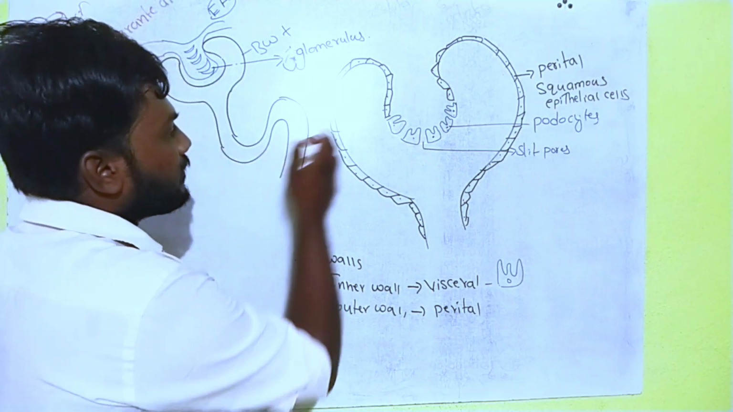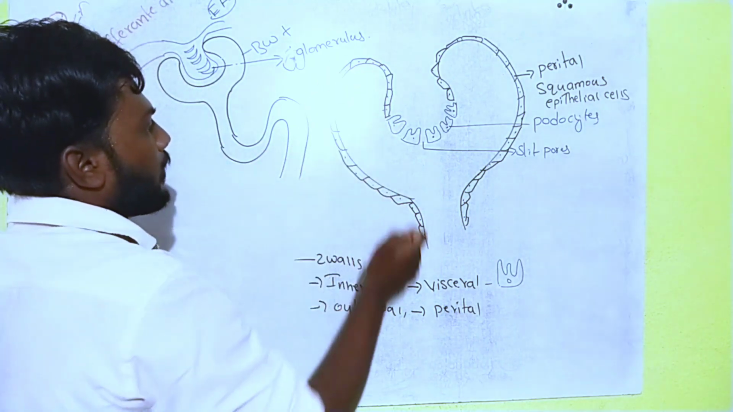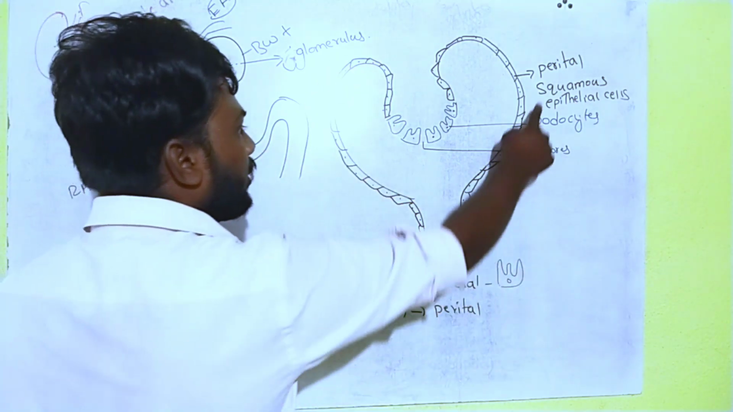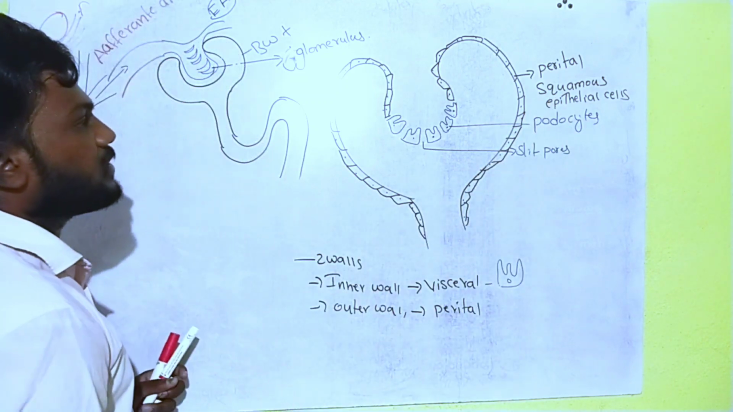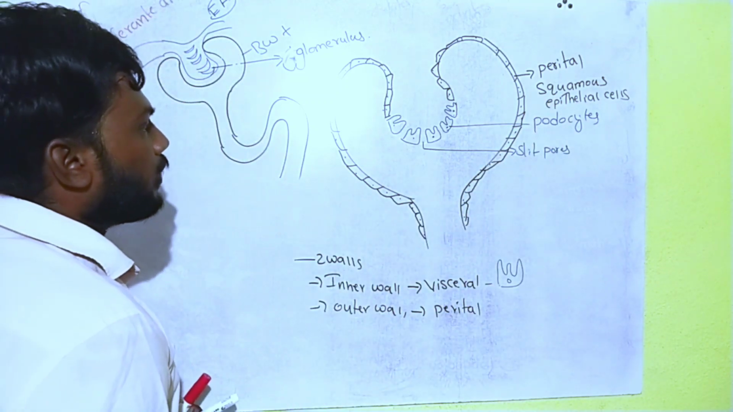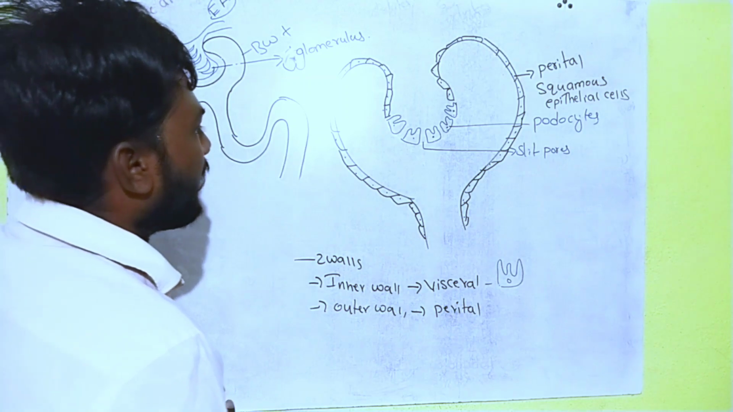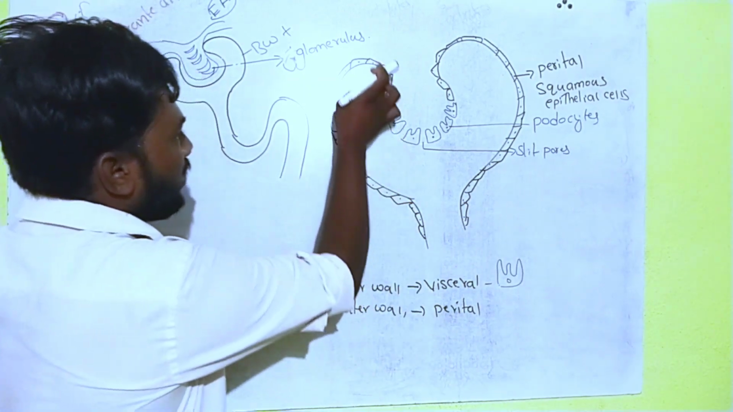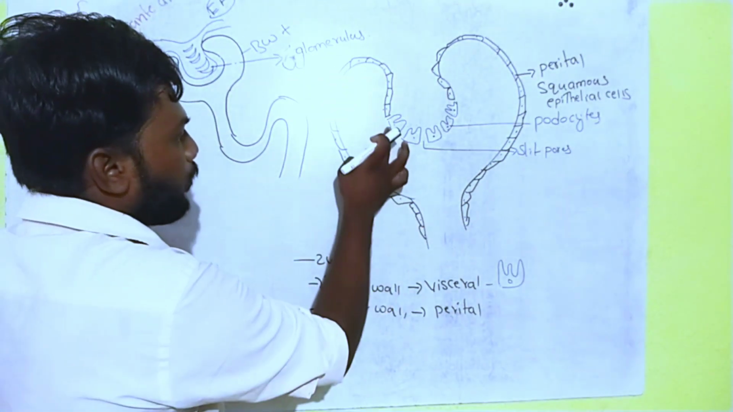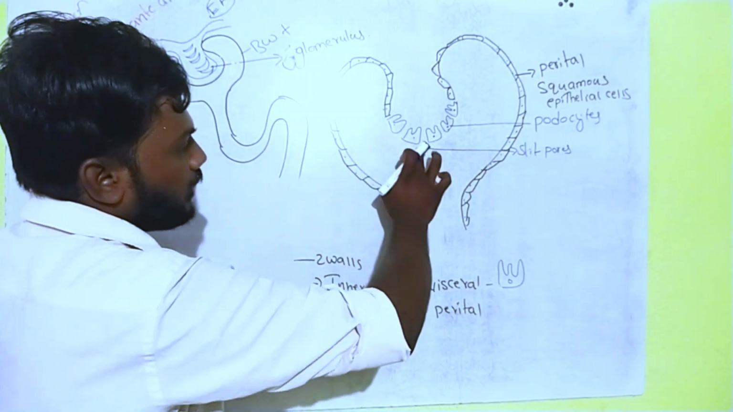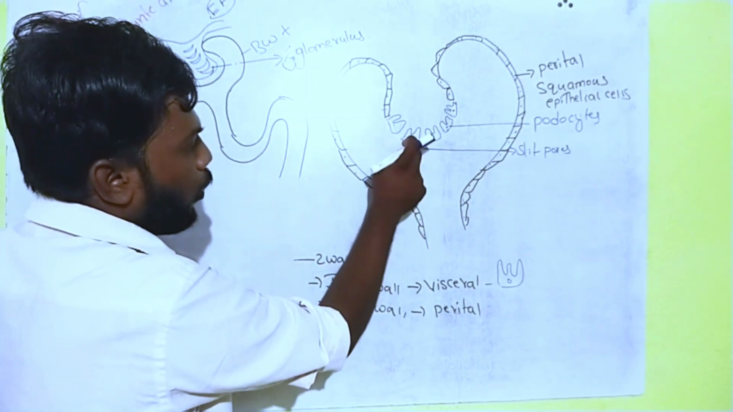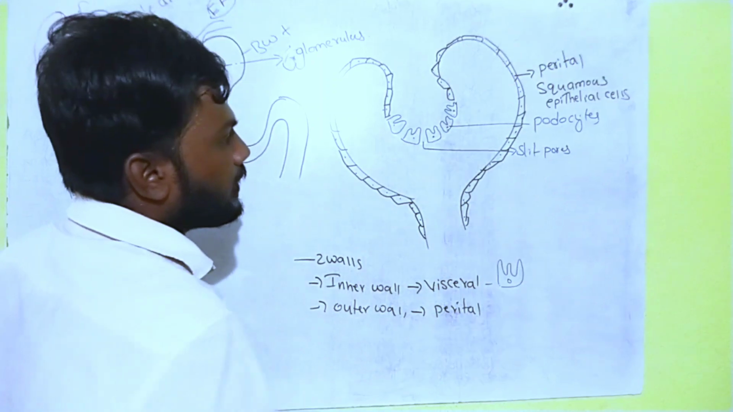The next one is the outer wall. This outer wall of Bowman's capsule is lined with squamous epithelial cells. This is called the parietal wall. Let us observe, the squamous epithelium cells are all very flat, and this is a podocyte. In between one podocyte and another podocyte, it has some pores. The pores we call slit pores.